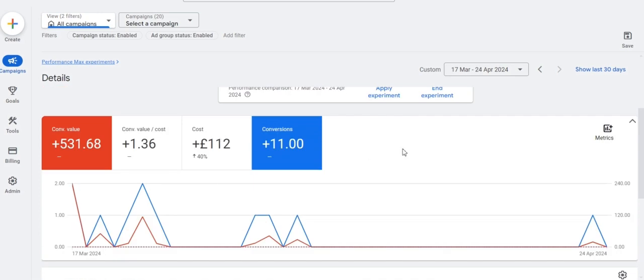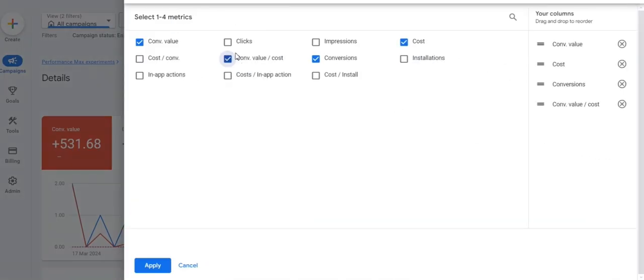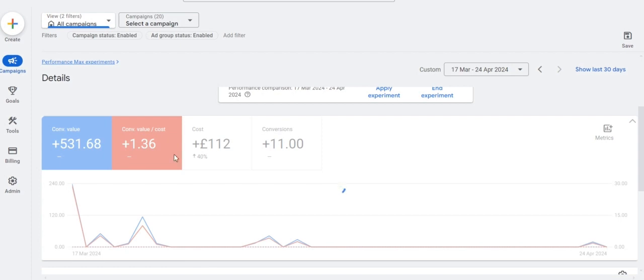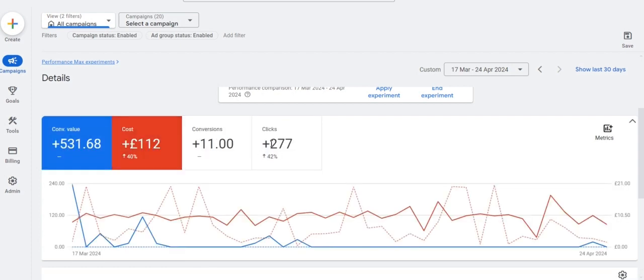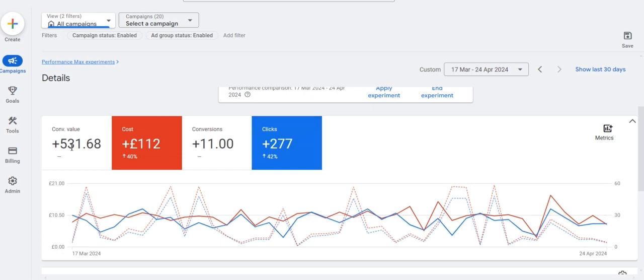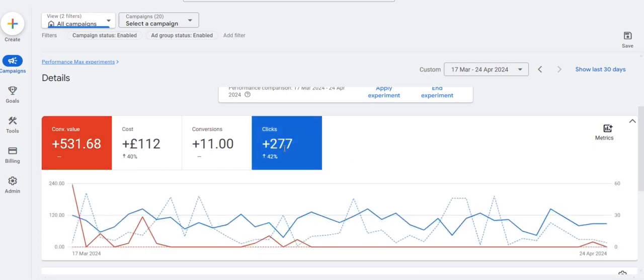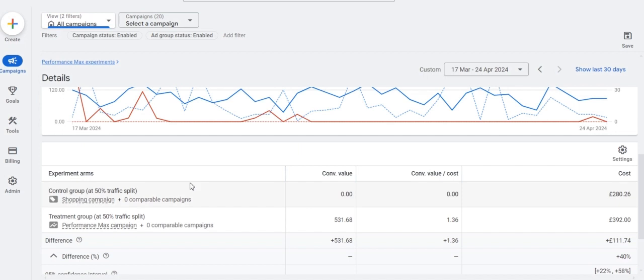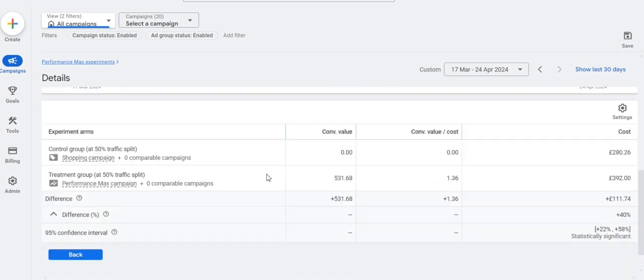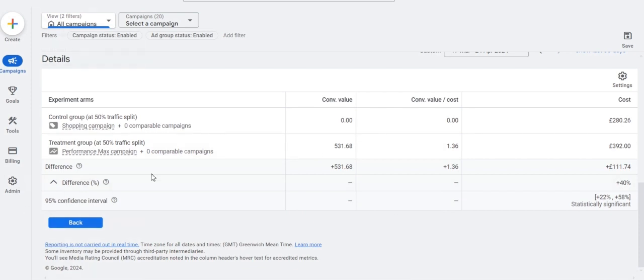And if I actually include clicks, for instance, instead of ROAS, you'll see that the number of clicks is plus 277, so it has more clicks than the standard shopping campaign. But from the data, what we actually observed is that there were more clicks in the Performance Max campaign for this period than the standard shopping campaign, and this is a problem, all right? It says here that it's a 50% traffic split, but this is not what happened in reality.